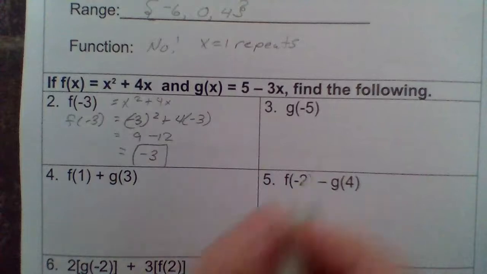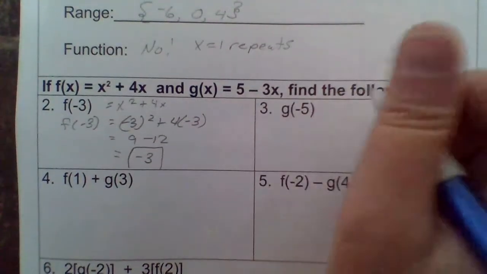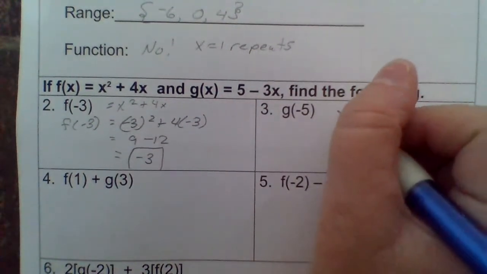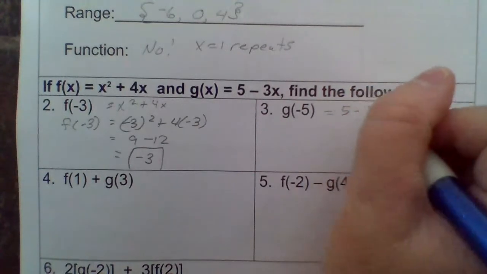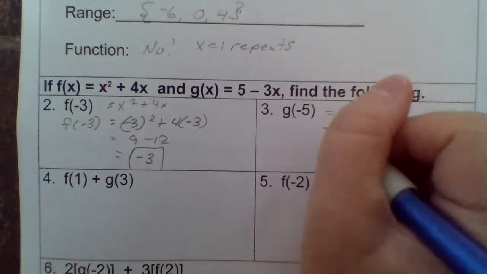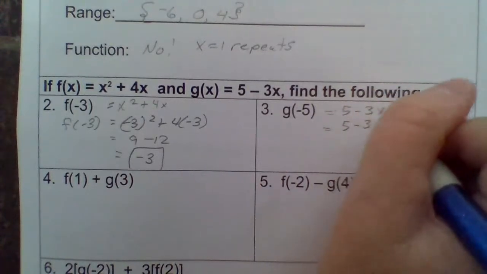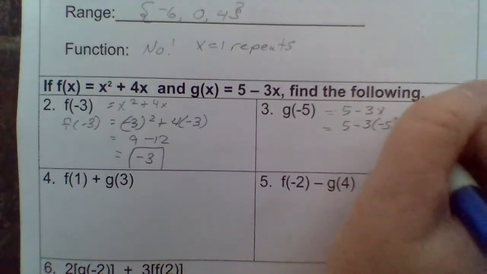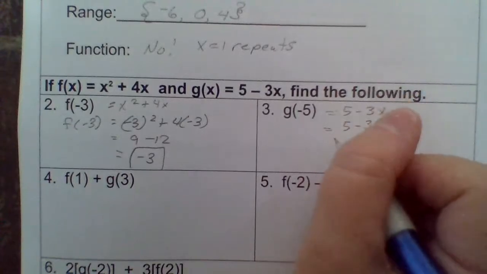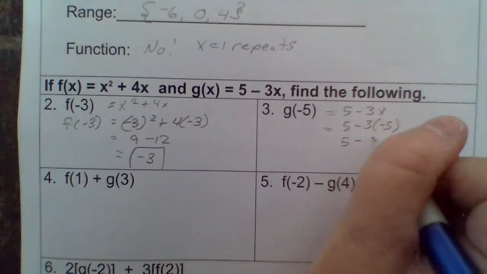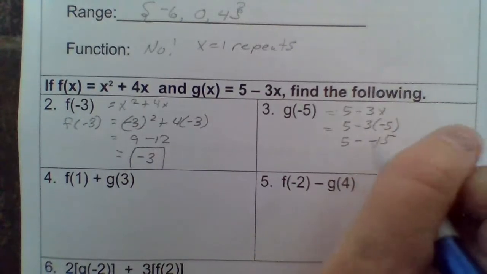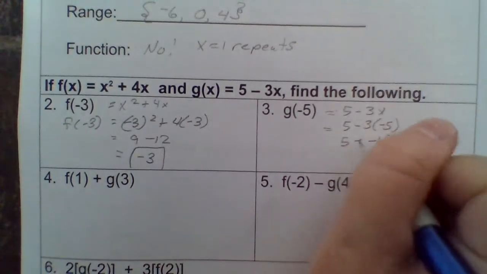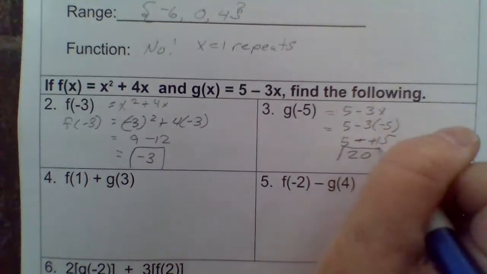G of -5, make sure you're putting it into the g function. So g of -5 equals 5 minus 3x, equals 5 minus 3 times -5, which is 5 minus 3 times -5 is -15. This is keep, change, flip, which is 20.